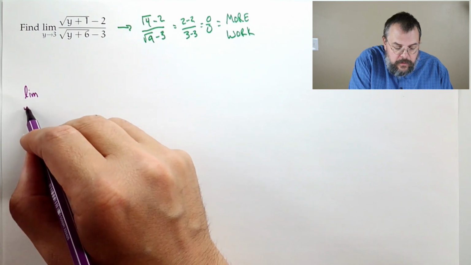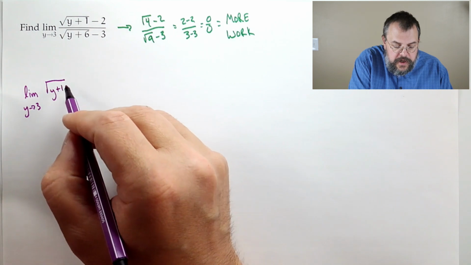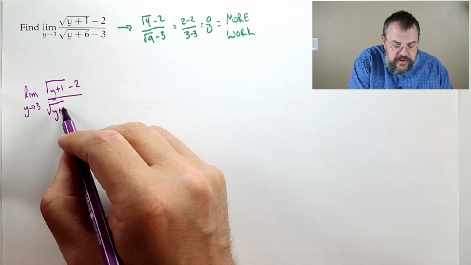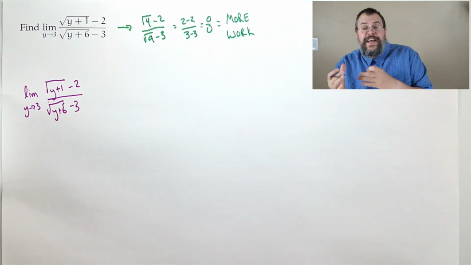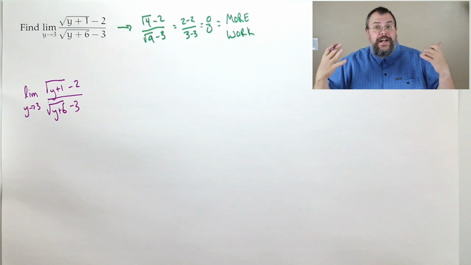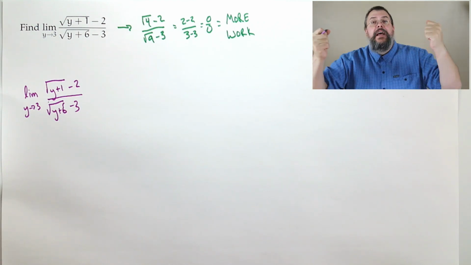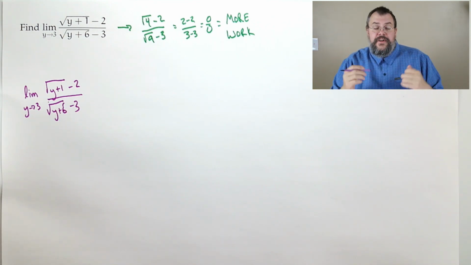The limit as y goes to 3 of the square root of y plus 1 minus 2 over the square root of y plus 6 minus 3. Now, I have a square root both upstairs and downstairs, which means there's going to be a lot of stuff happening. I have to somehow work with the upstairs to get rid of that square root, and I have to work with the downstairs to get rid of that square root. Let's start with the upstairs.